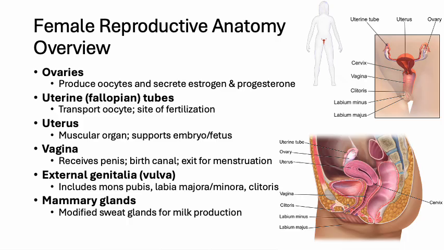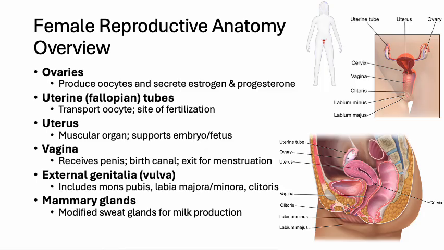The female reproductive system is designed for oocyte production, fertilization, and support of embryonic and fetal development. The ovaries, which are the primary sex organs, are responsible for producing and releasing oocytes in a monthly cycle, as well as secreting the hormones estrogen and progesterone.